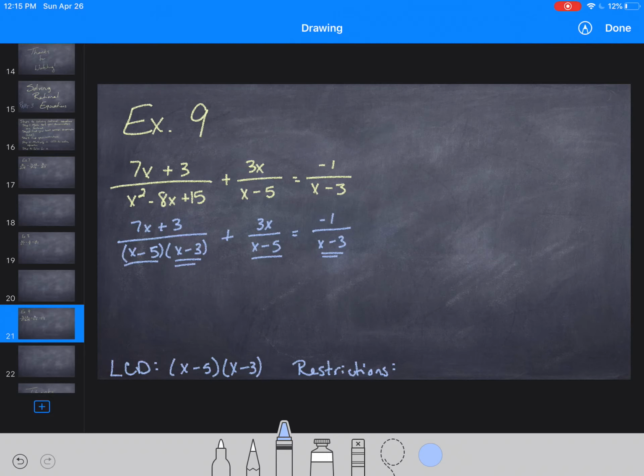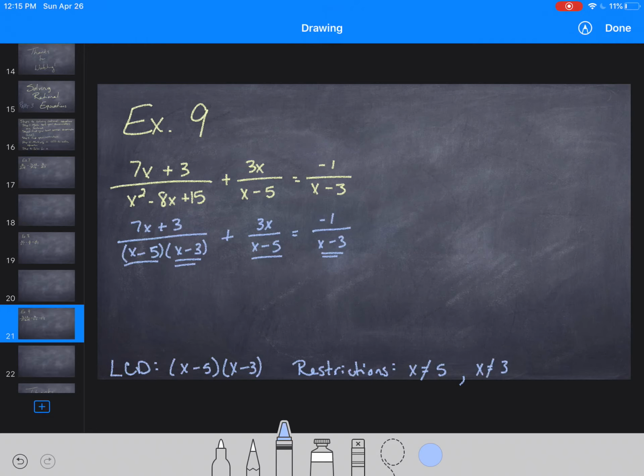Once I find my least common denominator, my third step says to find my restrictions. My restricted values are whenever I set my factors in my least common denominator equal to 0 and solve for x. If I set x minus 5 equal to 0 to solve for x, I would get x is equal to a positive 5.